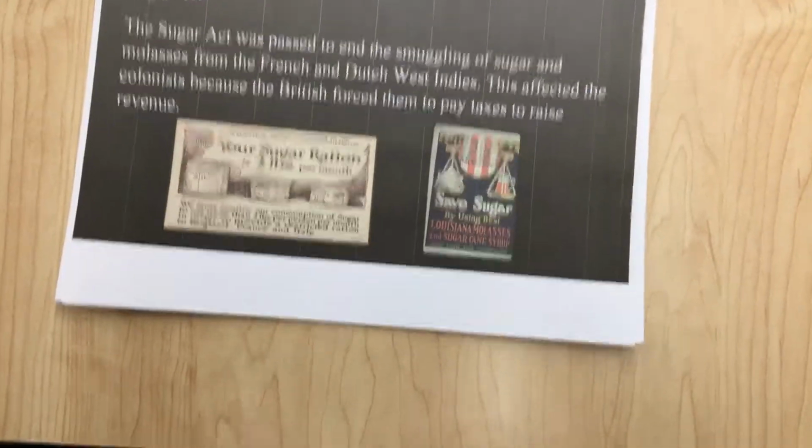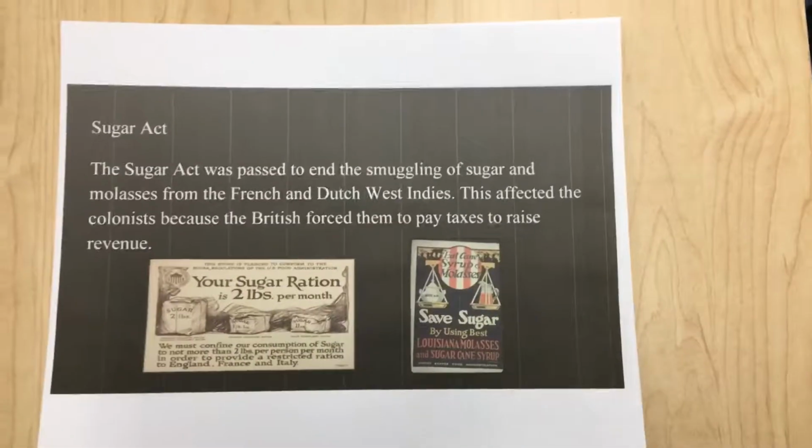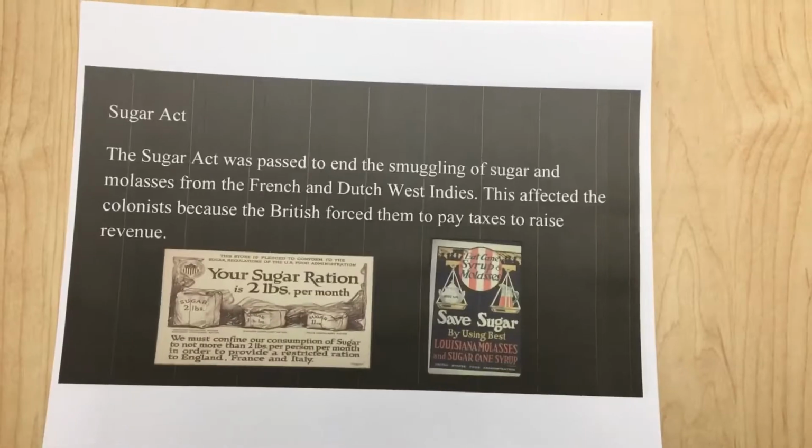Sugar Act. The Sugar Act was passed to end the smuggling of sugar and molasses from the French and Dutch West Indies. This affected the colonists because the British forced them to pay taxes to raise revenue.